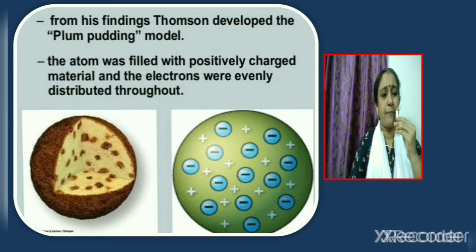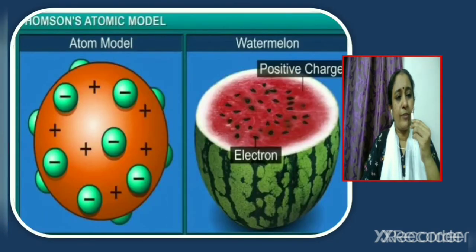The electrons are embedded in the atom, and the electrons look like the raisins or the dry fruits present in the pudding. Thomson's model of atom also looks like watermelon. According to Thomson's model, an atom is considered to be spherical and the positive charge is spread over the entire atom. It is like the red edible part which is present in a watermelon. The electrons are embedded in an atom. It is like the seeds which are embedded in the watermelon.